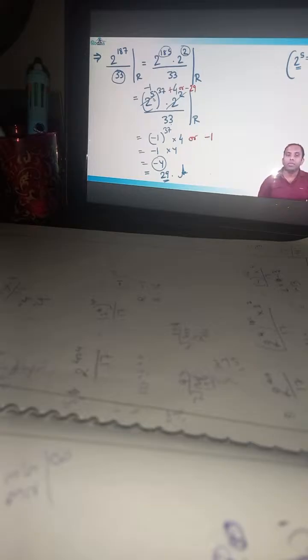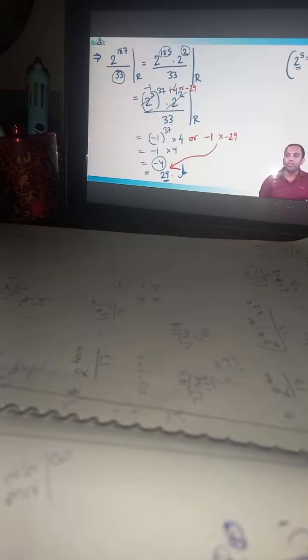Here the remainder is minus 1, and here the remainder is minus 29. So minus 1 into minus 29 becomes 29 only. Right? So I told you, just play with numbers. It's absolutely your wish. You can play with the numbers, positive remainder, negative remainder, and you can get all those concepts clear, right?